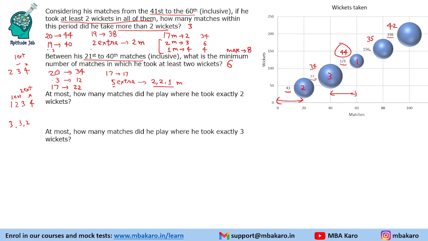Let us try to understand it through numbers. So we are saying that 20 matches, 34 wickets. Okay. 3 matches, 12. So 1, 2, 3, and 4, and some matches will be 0 wickets also. So what did we do? Four wickets, three matches. Okay. We took two extra. That means three wickets, two matches, two wickets, one match, and remaining are.